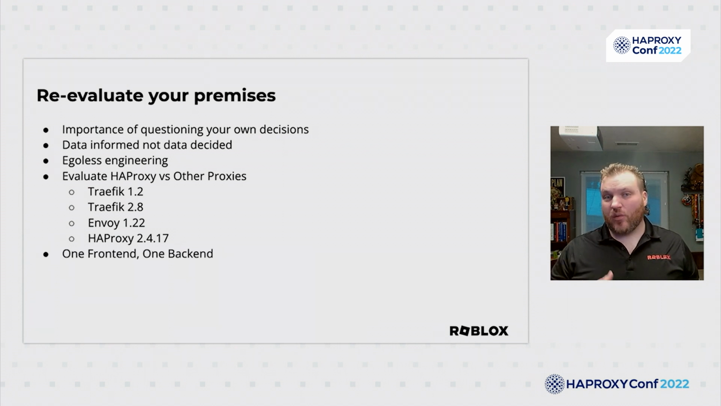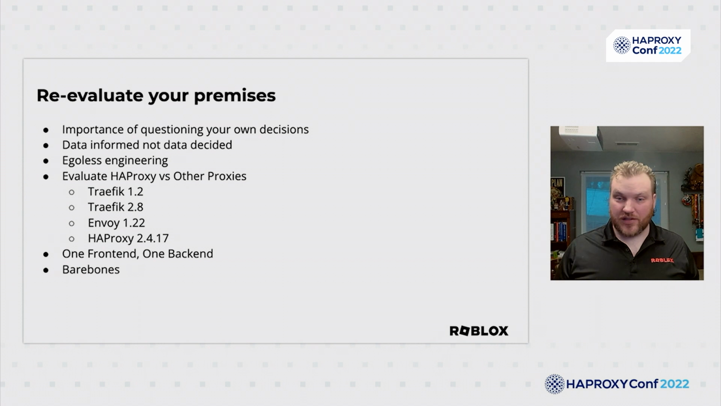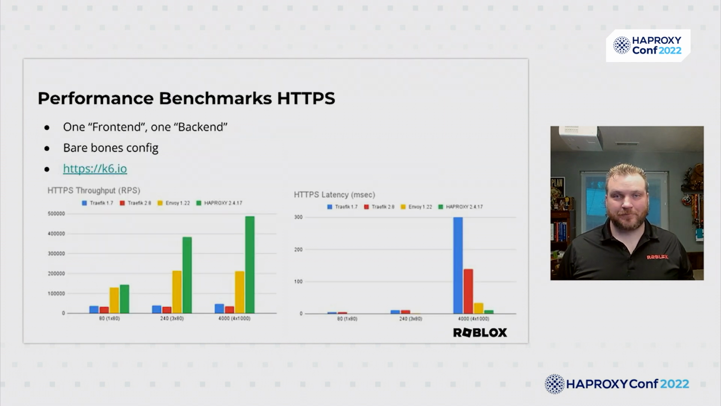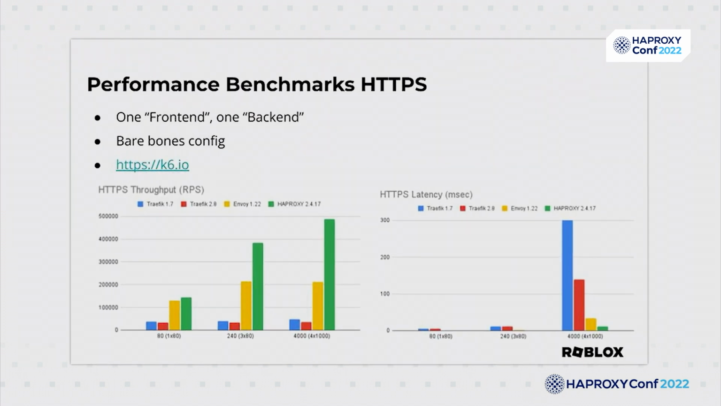We wanted to make sure that we gave everybody a fair chance, so we configured one front end, one back end. We used the same server for each of the configuration items, but we used a bare bones config. We didn't want to try to optimize for anything. We just wanted the stock, straight out of the dealer's showroom, to find out which one of these was the best. First test we did was just HTTPS.